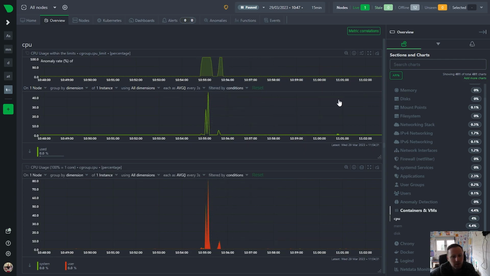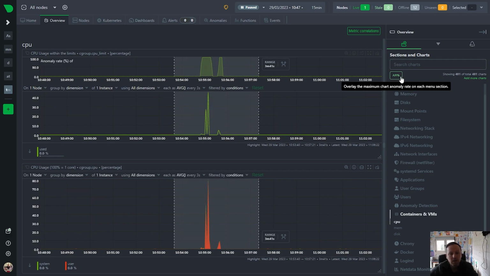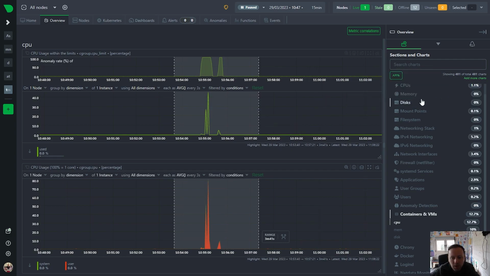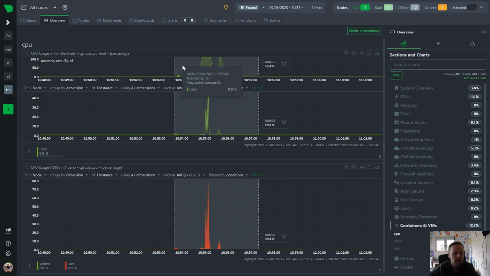So another way to do this would have been, if I had an idea of roughly what my time frame was, I can highlight a window, and then when I press the anomaly rate button, it'll do the same thing, but it'll only be applied to the highlighted window. So when I press the button here, I should see the same sort of idea, but actually the anomaly rates will be higher, because in this case it's saying, okay, 12% of the time in the highlighted window, this chart was anomalous.